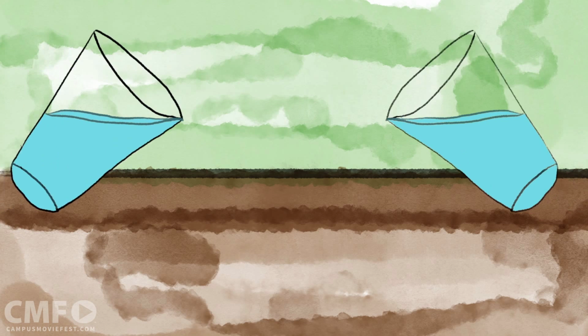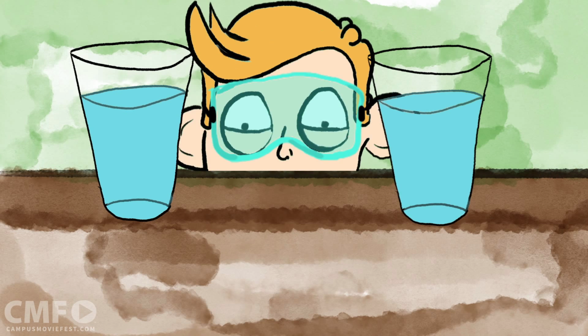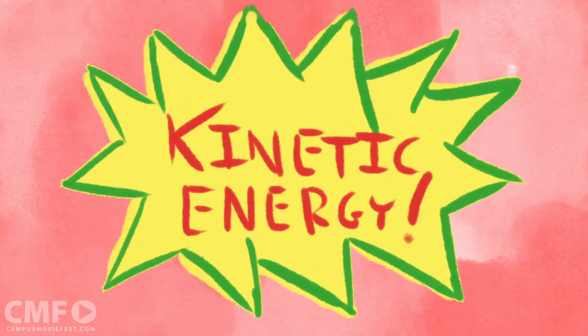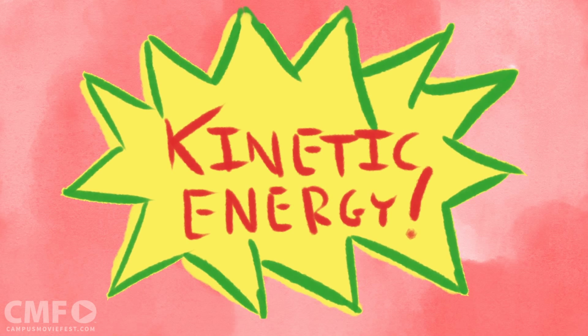To understand thermal energy, we first have to understand temperature! How hot or cold something feels is related to its temperature. The glass on the left has hot water, and the glass on the right has cold water. The water may appear to not be moving, but the molecules in the water are always in constant motion. Because these molecules are moving, it means they have kinetic energy, which is the energy of motion.